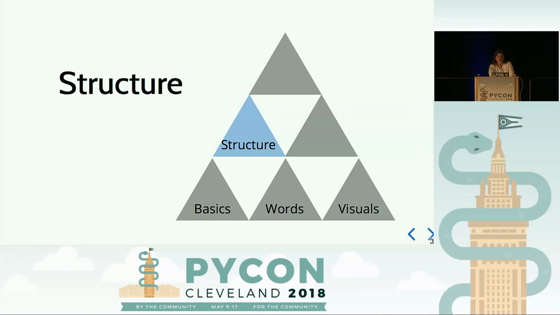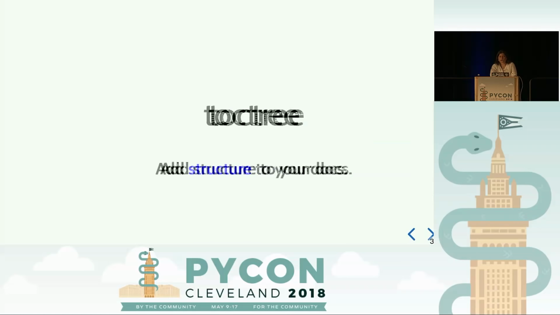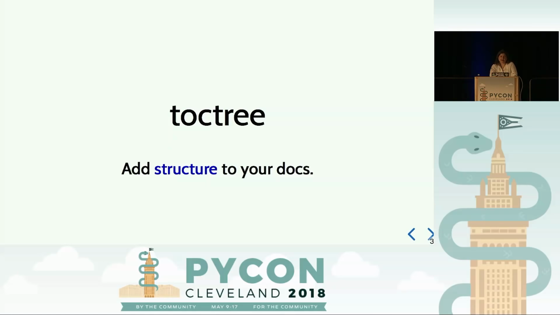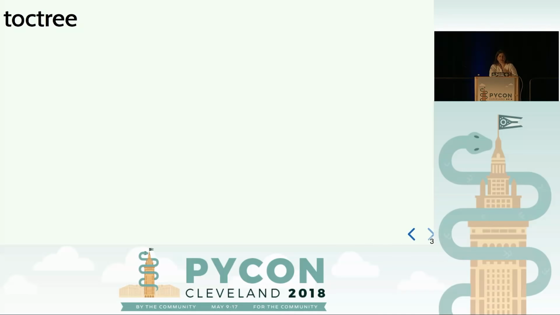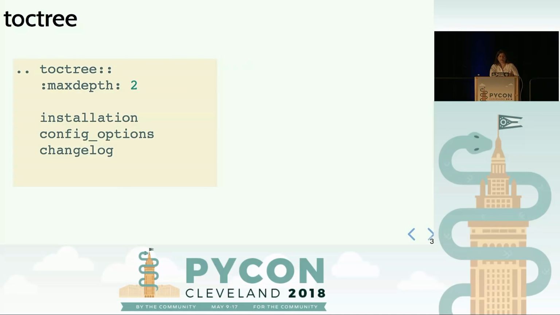So moving along, structure is probably the second most important thing. And it's especially important when you're working with multiple repos. And your table of contents, your toctree, as it's called in Sphinx, is what adds structure to your documents. The toctree has some things like maximum depth or captions that lets you customize how the toctree looks.